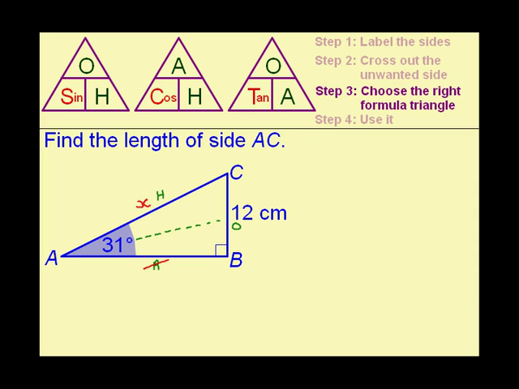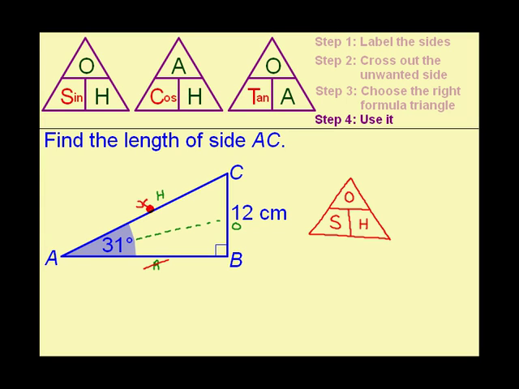Now I'd like you to try step 3. Choose and write down the correct formula triangle. Press pause and have a go. When you're ready, press play. You should have realised that because we've got O and H, we need this one here, and you should have written it down. For the last step, you need to use your triangle to create a formula and then find the length of side AC using that formula. Press pause and have a go. When you're ready, press play.